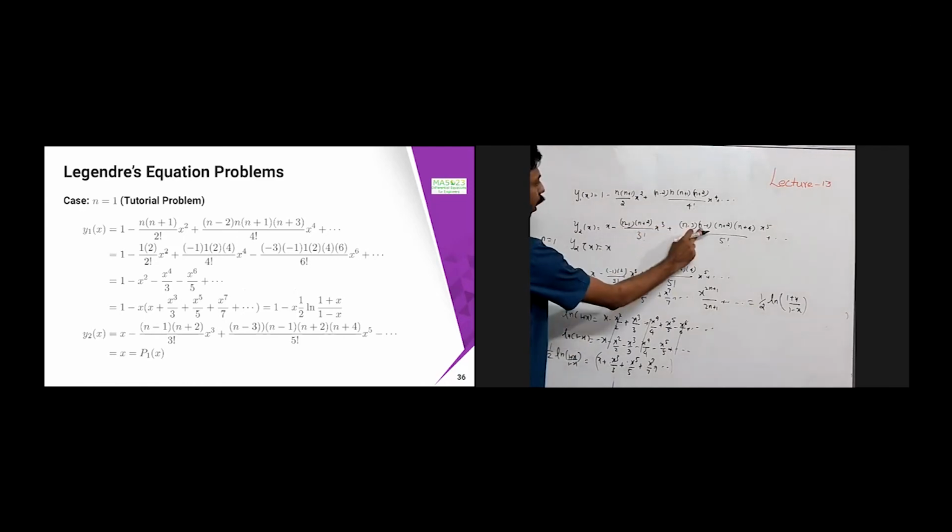Okay. Now on the other hand, let's take case n equal to 1. This is another tutorial problem. So if n equal to 1, y2 of x is going to become 0 by x, because if n equal to 1, x is going to be there, n equal to 1, so this is 0, everything is going to 0. So this is called p1 of x. Okay, so it is not necessary that y1 is always going to be a polynomial.